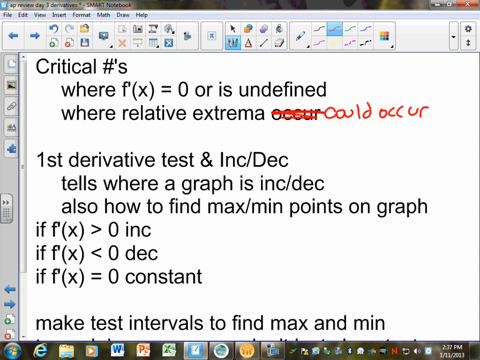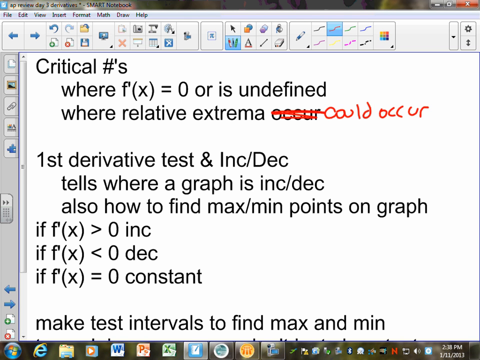Remember, when your derivative is bigger than 0, that means it's increasing. So if your derivative is positive, then that means your graph is increasing. If your derivative is less than 0 or negative, that means it's decreasing. And if your derivative is equal to 0, then that means that it's constant.